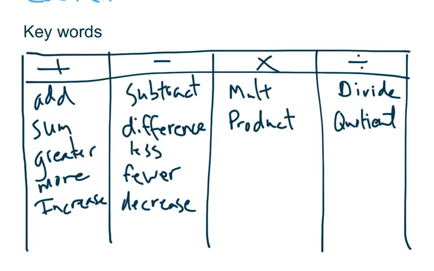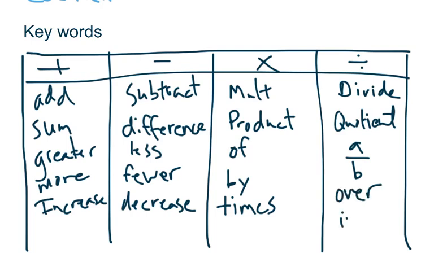And for multiplication, of is often used. By could also be used. You could also have times as well. And then division, that one's tricky. You're more going to see it maybe in terms of a fraction. So like A over B. And so you might see the word like over. You also might see the word into. So those are some words that could imply division. And there's a whole host more out there, but these are the big ones that I want to make sure that you're familiar with.